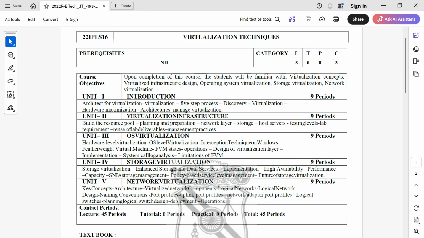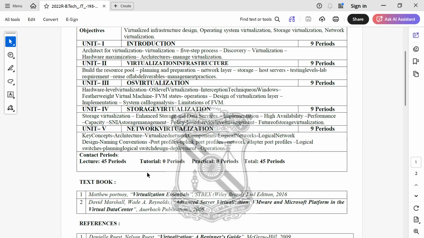network virtualization. And these are the two textbooks you have to refer to for the content represented in this virtualization technique course. First is Matthew Portney, Virtualization Essentials, and the next one is David Marshall, for Advanced Server Virtualization.